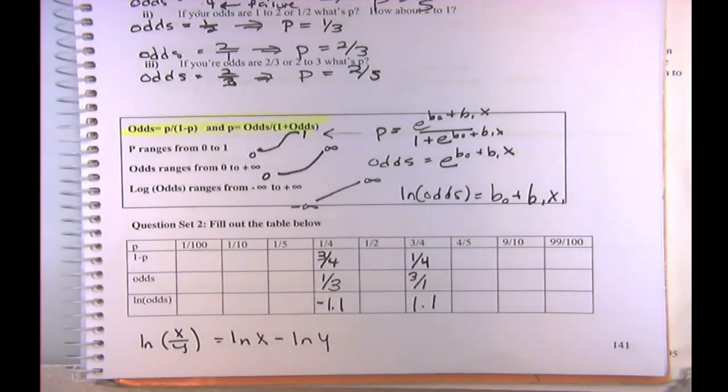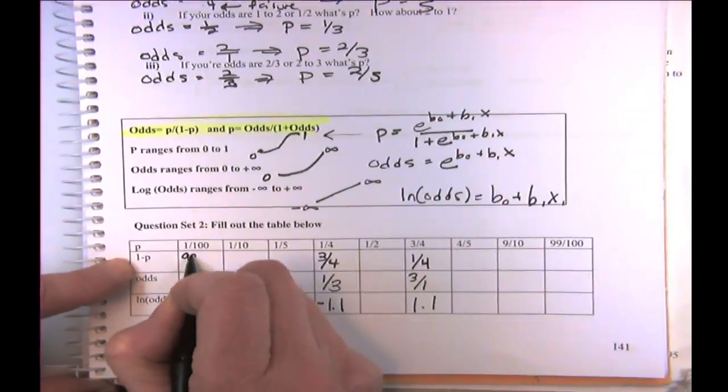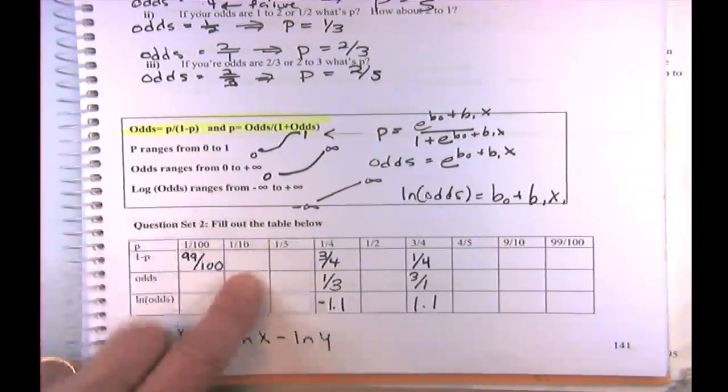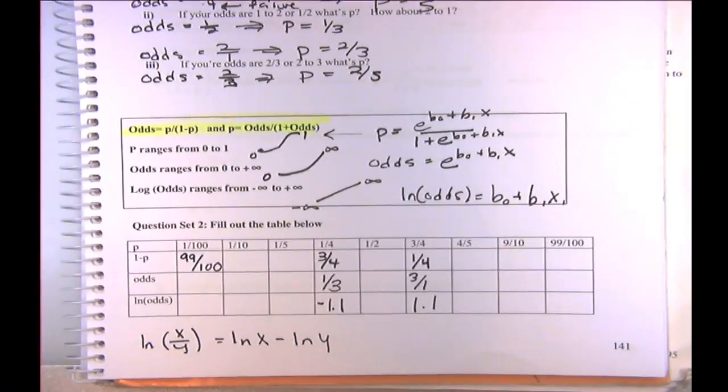99 divided by 100? Yeah, that's all it is. Like if there was a 1 out of 100 chance, that means you have a 99 out of 100 chance of failing. So your 1 minus P is 99 out of 100, you see, right? Those numerators have to add up to the denominator, which is your total number of outcomes.